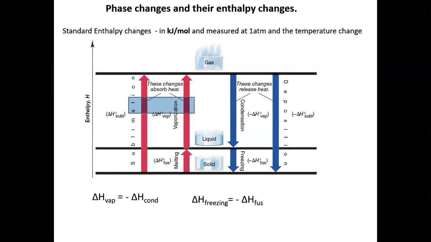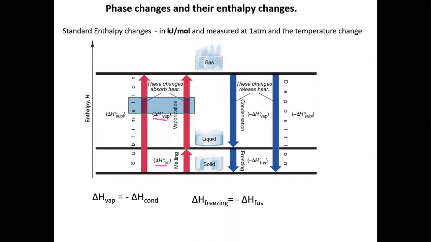So these are tabulated values that are given in the book and also in questions that we can use to see how much energy is necessary, in this case, for 1 mole of solid to convert into 1 mole of liquid, or 1 mole of liquid to convert into 1 mole of gas. And so these terms we use are delta H of fusion, which is the amount of energy needed to melt 1 mole of solid into 1 mole of liquid, and the delta H of vaporization, which is the energy needed to convert 1 mole of liquid into 1 mole of gas.